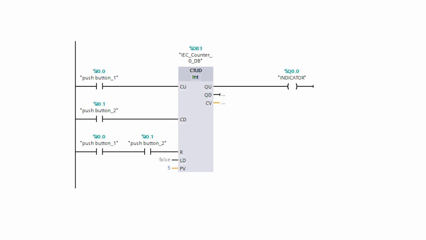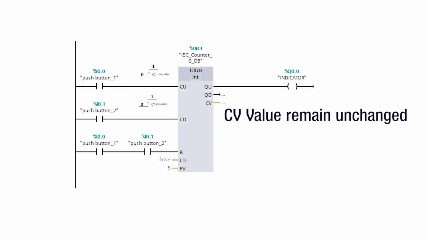Let's start today's session. You can use the count up and down instruction to increment and decrement the counter value at the CV output. If there is a rising edge at the CU input, the current counter value is incremented by 1 and stored at the CV output. If there is a rising edge at the CD input, the counter value at the CV output is decremented by 1. If there is a positive signal edge at the CU and CD inputs in one program cycle, the current counter value at the CV output remains unchanged.